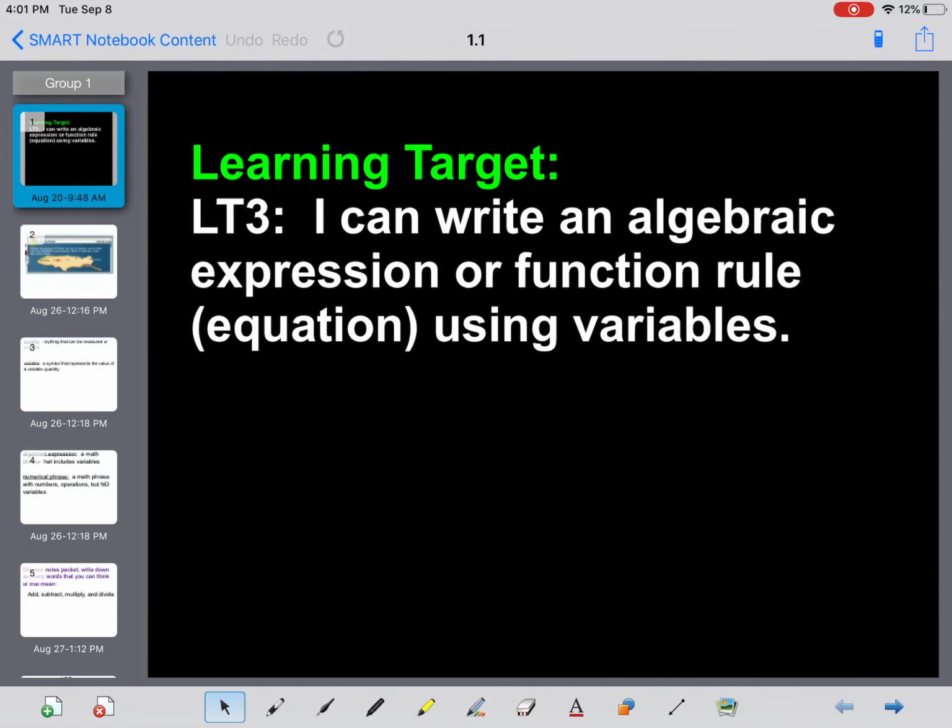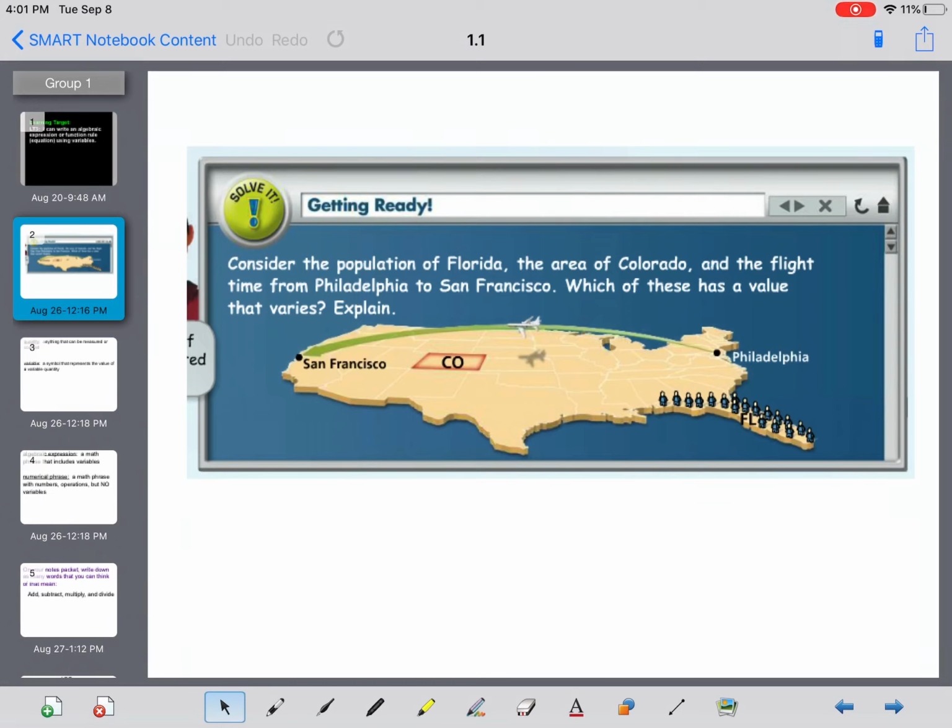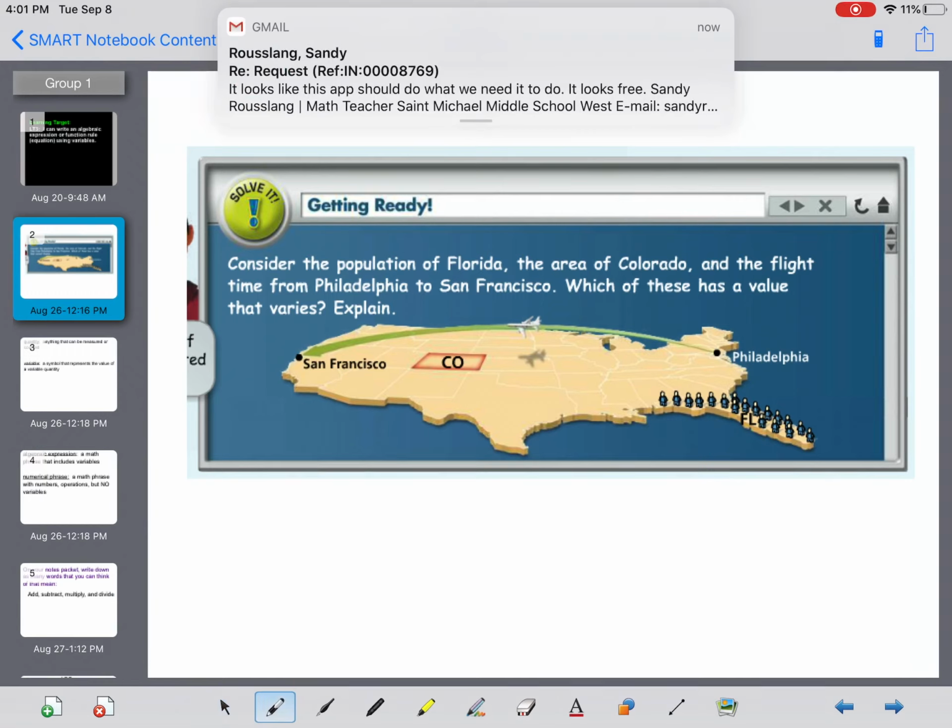Chapter 1, Section 1 is all about variables and expressions. By the end of this lesson, you should be able to write an algebraic expression or a function rule, which is an equation, using variables. Okay, to start with, they're going to give you this question. Consider the population of Florida, the area of Colorado, and the flight time from Philadelphia to San Francisco. Which of these has a value that varies?